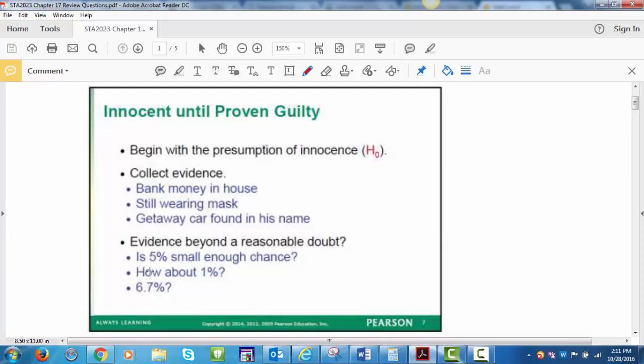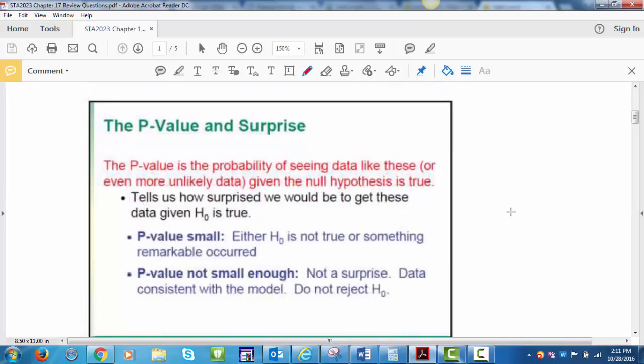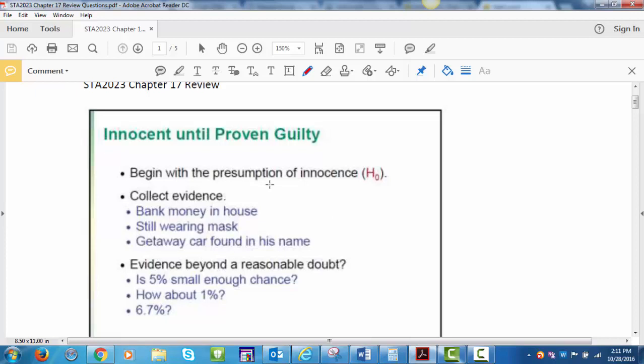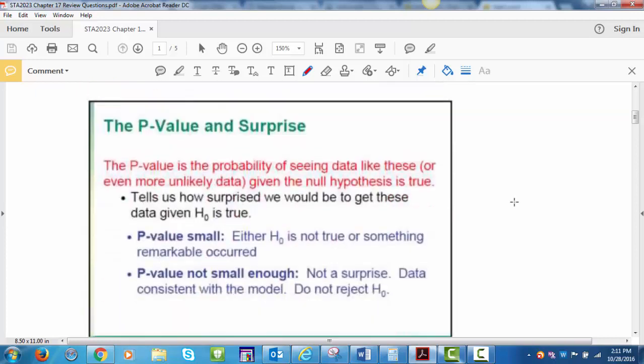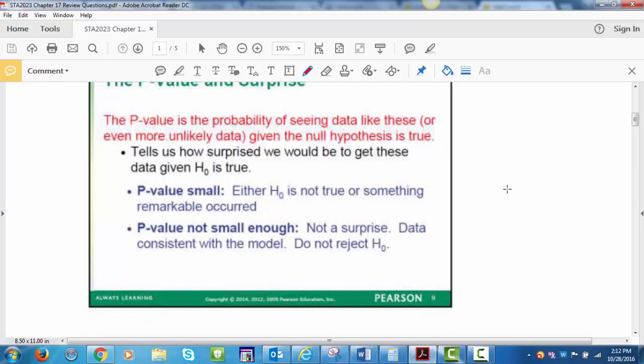And this is where we come into the alpha level, which we'll learn about in a couple of chapters. But when we talk about p-value, is 5% a small enough chance, 1%, 6.7%? What do you want as the evidence? And remember, the p-value is the probability of seeing the data that we got, or looking at the evidence in the court, given that the null in fact is true. And again, in a court of law, that would mean that the person was innocent. We start with a presumption of innocence. So with a small p-value, lots of data and lots of evidence in the crime, either the null is not true or something remarkable happened. If the p-value is not small enough, we're not surprised. The data are consistent with the model. We fail to reject the null.